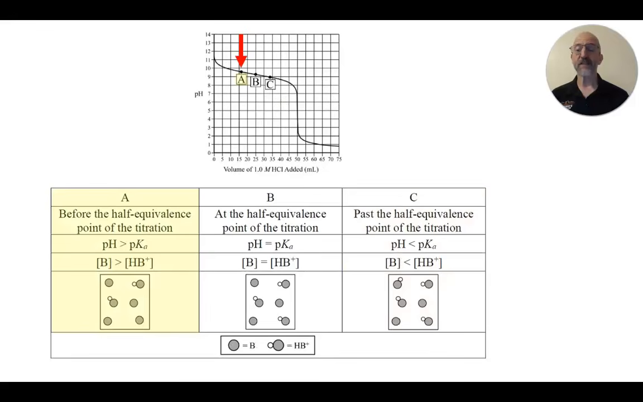So before the half equivalence point in this titration, the pH is greater than the pKa. So we have more B than HB+. Now I'm at the half equivalence point of this titration. The pH equals the pKa, and the molecules of B are the same as the ions of the conjugate acid HB+. And then it continues. Now the pH is less than the pKa. So we have more particles of HB+ than we have the weak base B. So you can see how that works. Again, pH versus pKa is an important concept for you to know for the AP Chemistry exam.